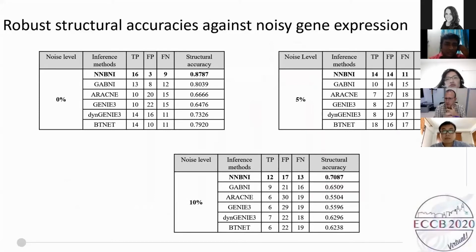We also analyzed our structural accuracy against noisy gene expression. Noise is created by flipping the Boolean value at 5% probability and 10% probability. In both cases, our method outperforms all the other methods, which means that our method is also robust to noisy gene expression.